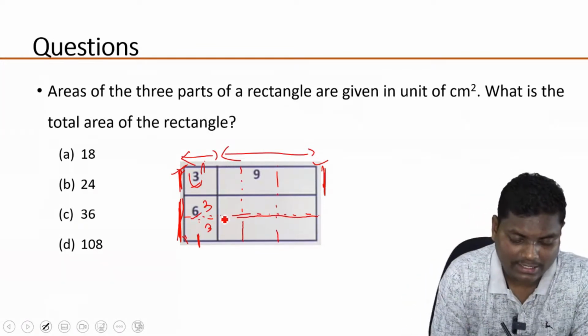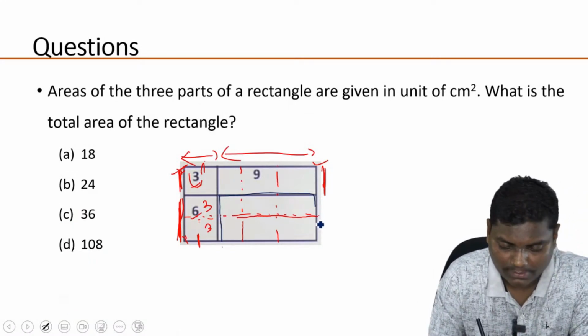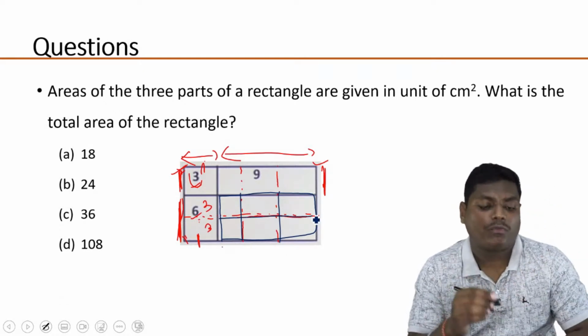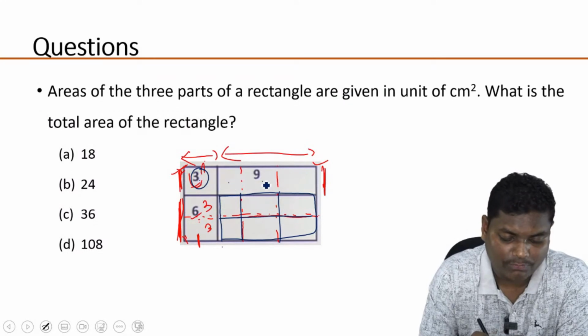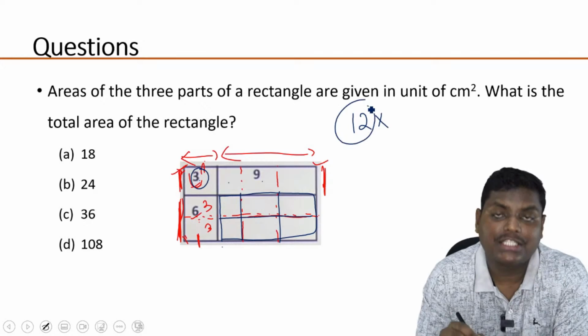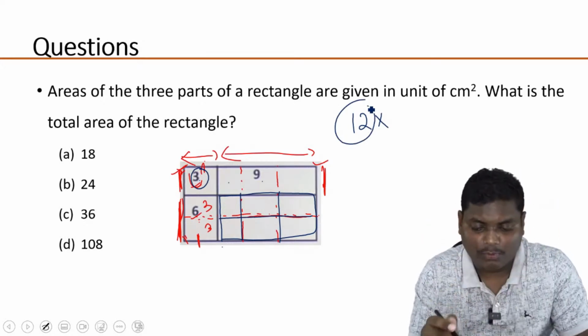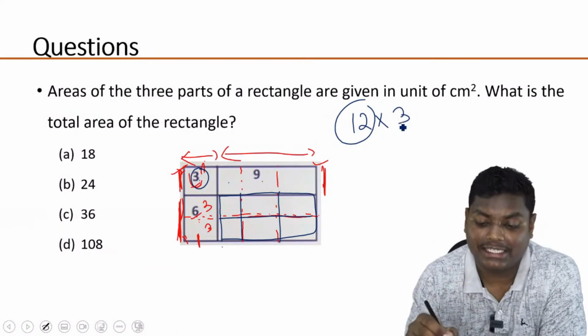Now we can see here we have a box of this many spaces. We know that for a single space it is 3. So just add 1, 2, 3, 4. 4 into 3 is 12. So we have 12 spaces, and each box has an area of 3 units. So basically it will be 36.